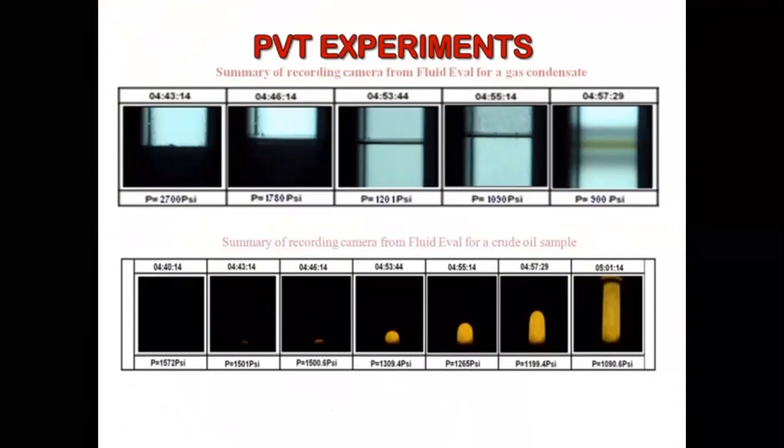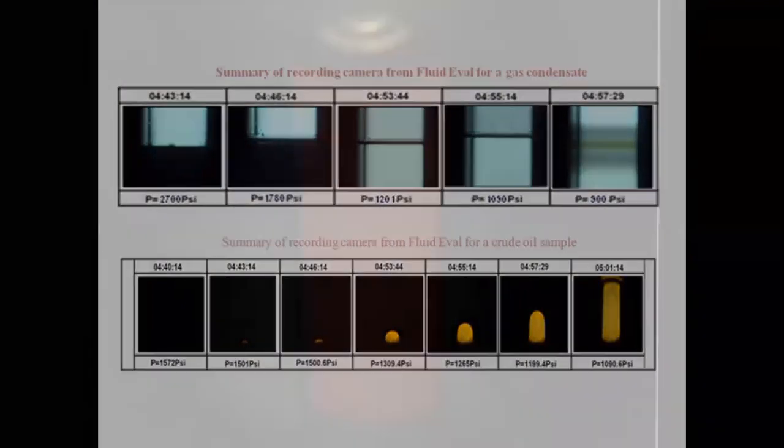Volumes of retrograde liquid in the cell can be measured at each pressure step. For instance, during a differential liberation test, here they find out the bubble point pressure. So this is actually the oil, the brown one you see. When this bubble comes up at the top, it tells us the bubble point. On a black oil sample, the operator can monitor the gas-liquid interface on the screen until total removal of the gas phase.